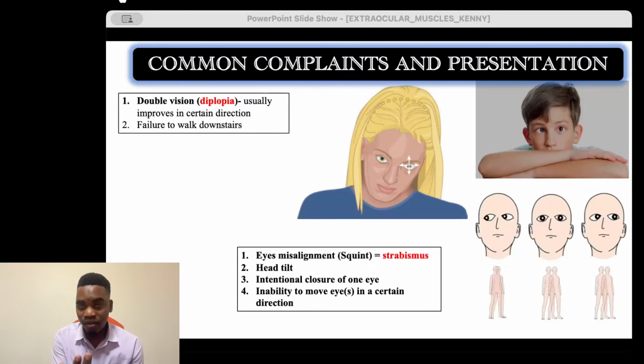And how do these patients look? How do these patients see?